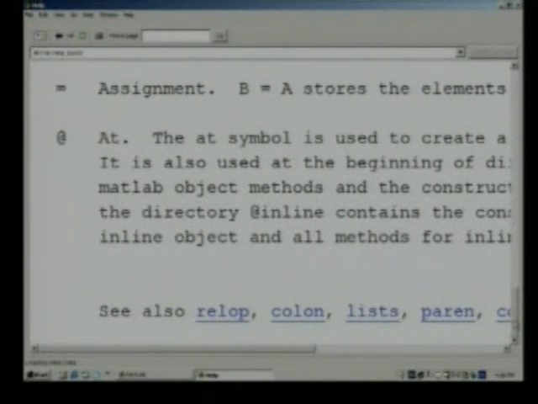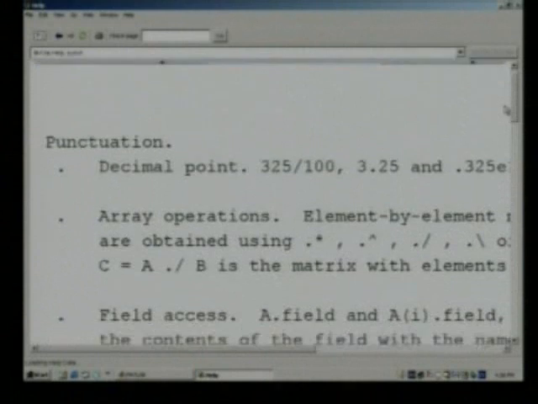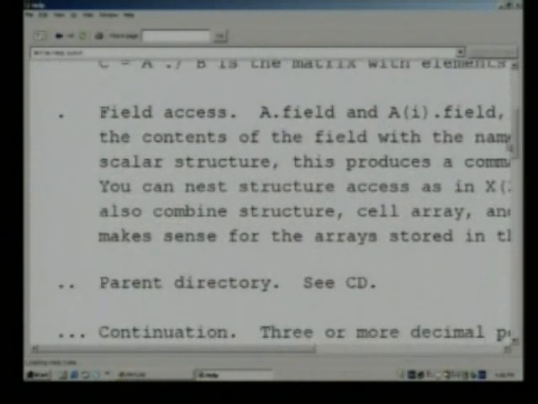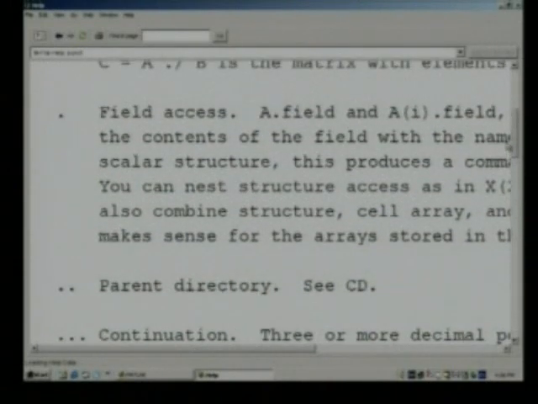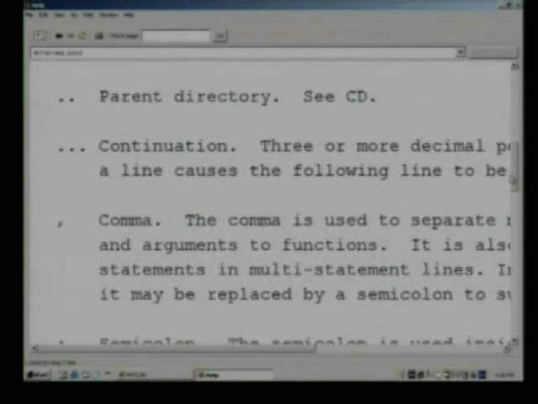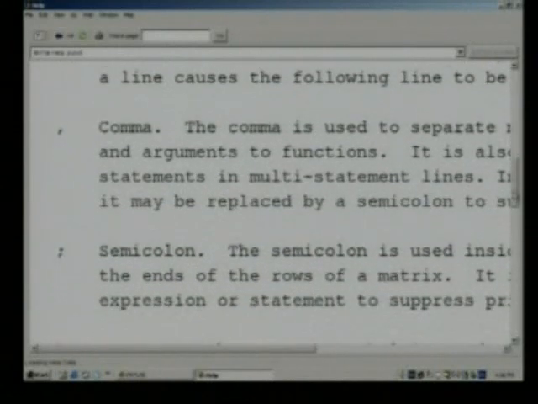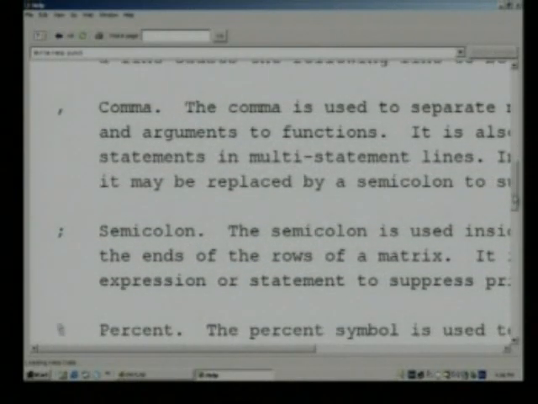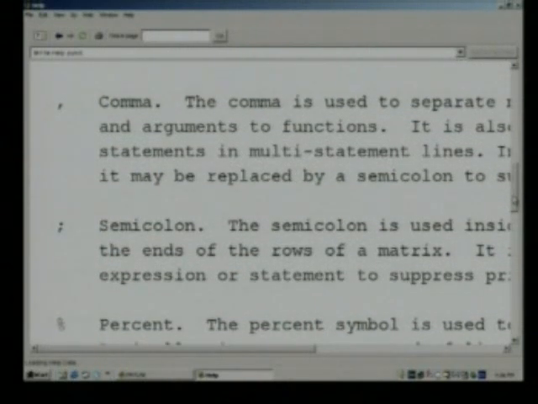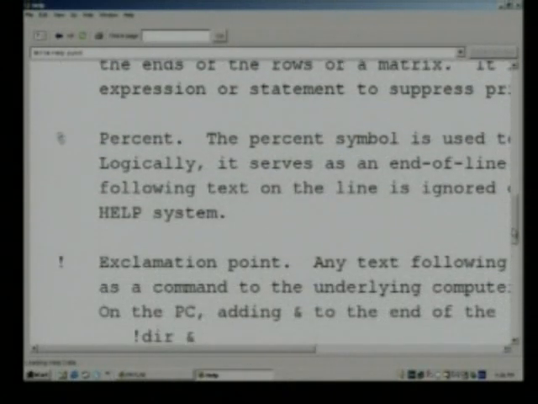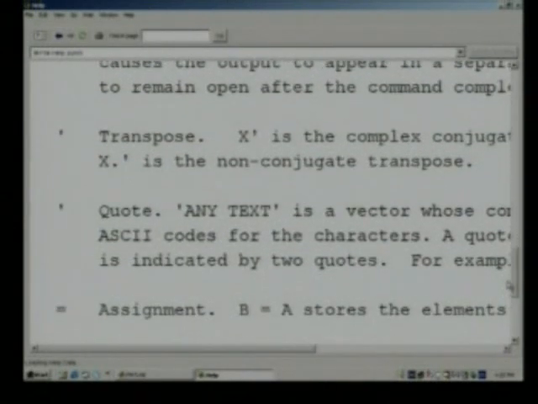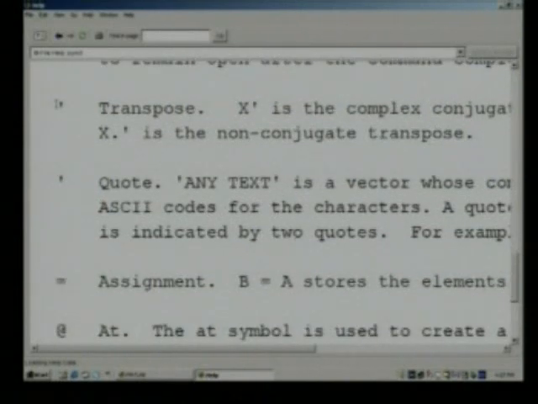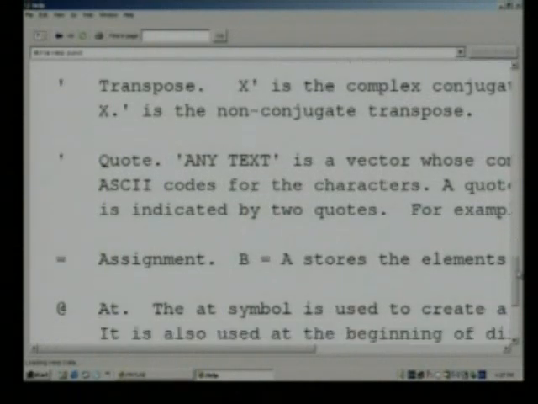Okay, so you knew about different punctuations. This is where we are: decimal points, array operations, field access. In the last lecture you have seen what dot is and how you can access a particular field. Then comma is used to separate elements when you are trying to access a particular element of an array. Then semicolon, percentage, exclamation, transpose, dot transpose. You can also use quote. The same transpose symbol can be used to quote a particular text, right?